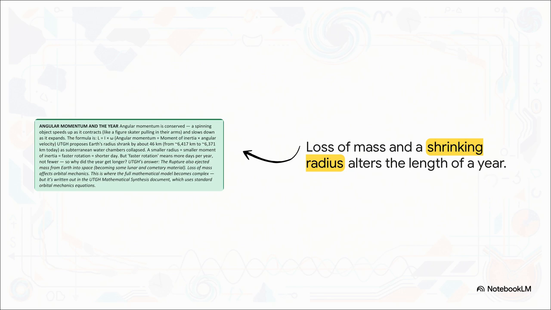The UTGH calculation states that as these massive subterranean chambers collapsed, Earth's radius shrank by about 46 kilometers. This changed the planetary moment of inertia, spinning the Earth faster and ultimately altering the length of a year from ancient 360-day calendars to our current 365.25 days. In this model, the math of the solar system literally holds the scar of the event.